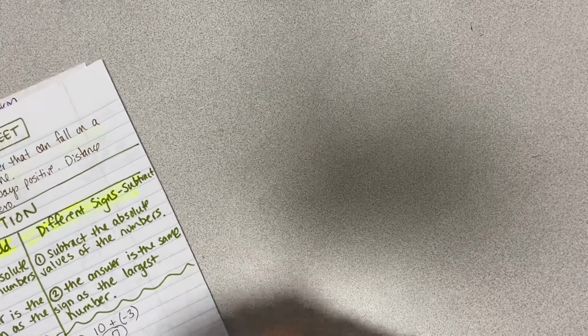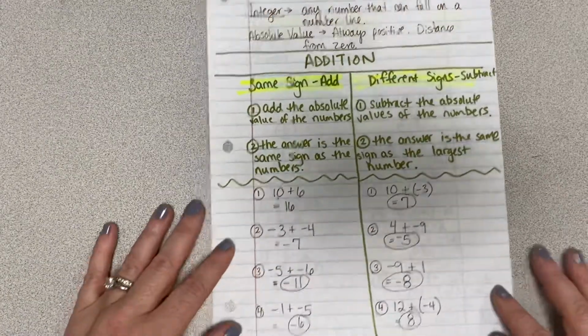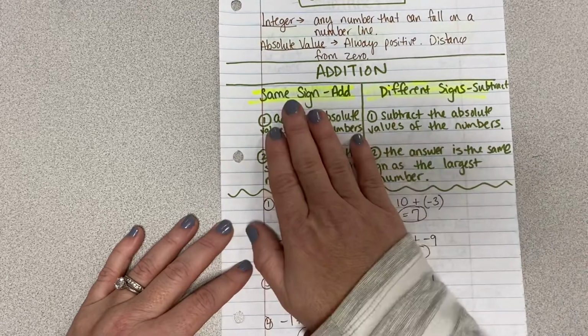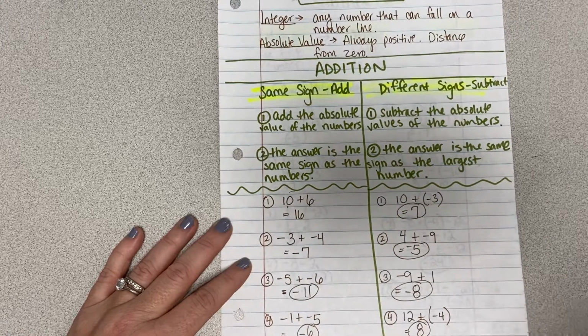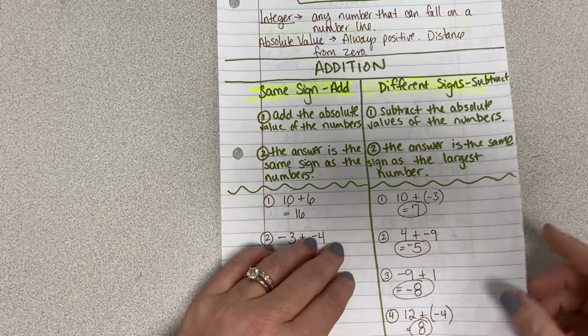I'm not going to read over these or go over them. I'm just going to show you them. Most of you or all of you have copies of these, but just in case you wanted to see them again. This was the cheat sheet that we did in class for addition. If you remember, it's the same sign, different sign, and then these are the rules that you follow, and here are some examples. You can pause the video and freeze it here and take a look at what's going on.